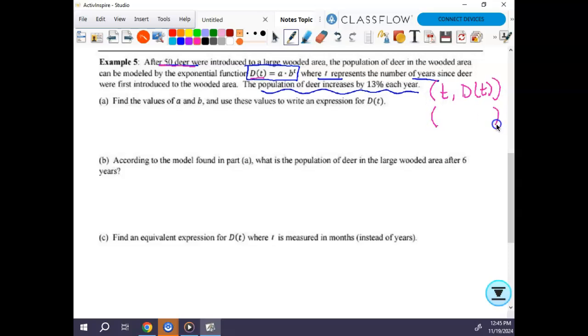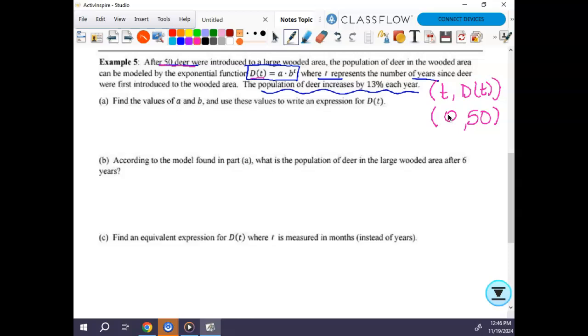And so if I have a number of deer, which is 50, that's my output. What is the input when the output is 50? 0, because that's when they're introduced, right? So I have one ordered pair. They didn't tell me another ordered pair there. So I've got a couple of options here.